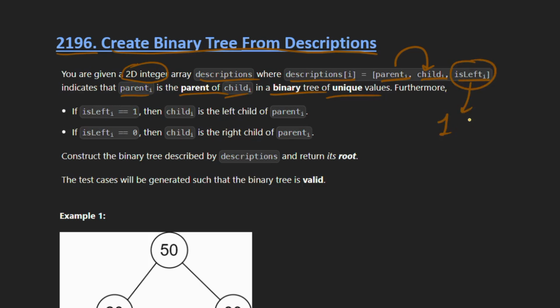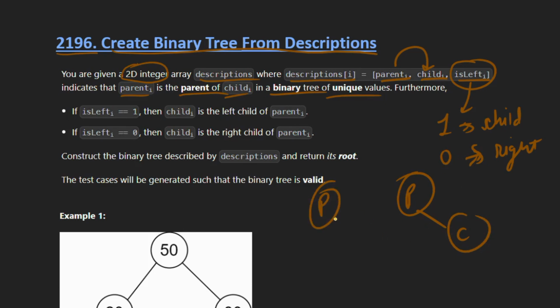If isLeft is equal to 1, then the child will be on the left side of the parent, and if isLeft is equal to 0, then the child will be on the right side of the parent. So this way the connections will be there between the parent and child. And what we need to do is construct a binary tree using the descriptions 2D array and return the root of the tree, right?